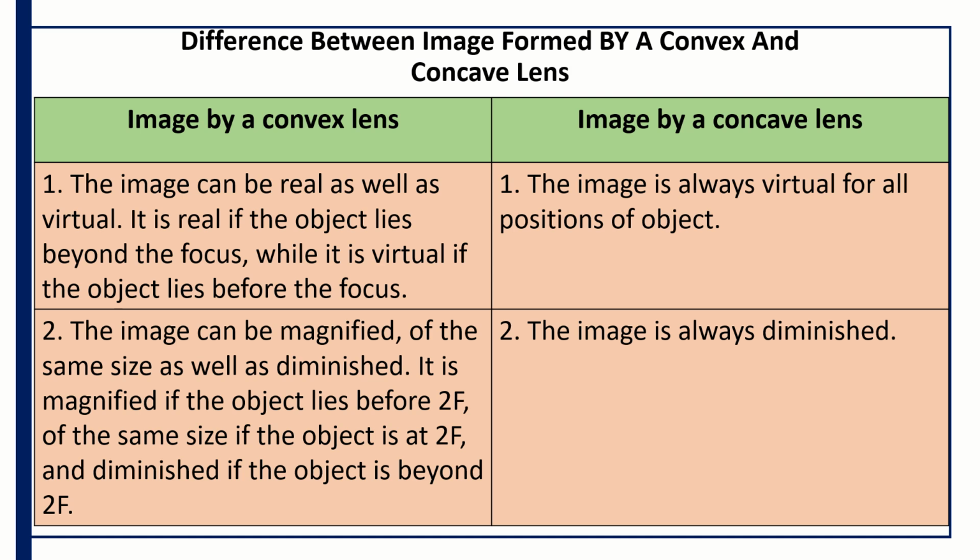So in convex, it is real as well as virtual. In concave, it is always virtual. In convex, it is magnified, same size, and diminished. But in the case of concave, it is always diminished.